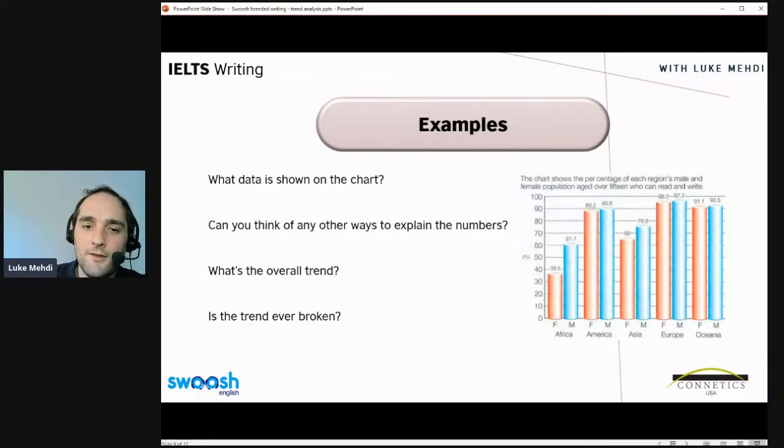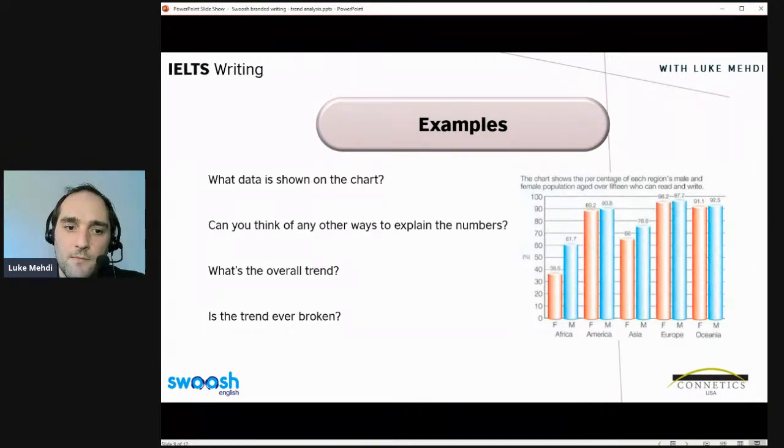What do we think, guys? So what's being shown here? If a trend is broken, it is not always true. Is this trend ever broken, or is it always true?